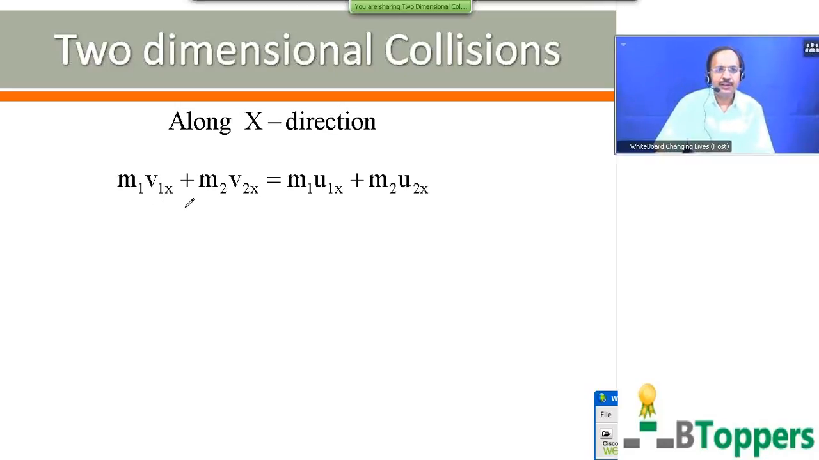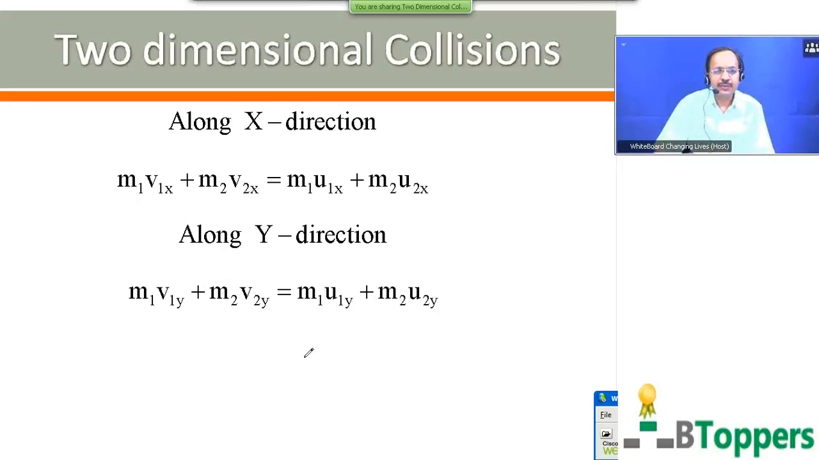Along the x direction you can write m1 v1x plus m2 v2x equal to m1 u1x plus m2 u2x. Along the y direction you can write m1 v1y plus m2 v2y equal to m1 u1y plus m2 u2y. That means we can write two equations, similar to the equation we have written for one-dimensional collisions, separately for the x direction and separately for the y direction. All of you finish copying up to here. In case you need more time to copy these notes, you can take a pause and take your own time.